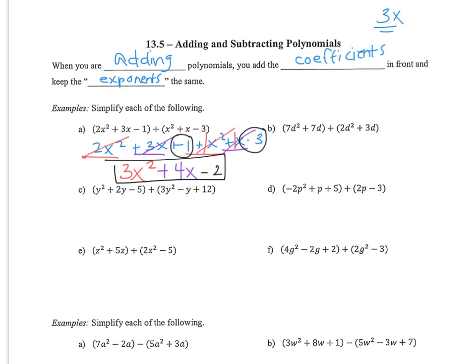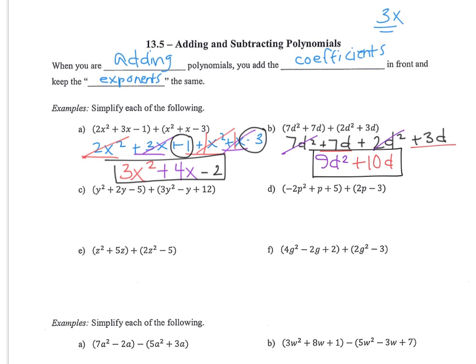So letter B, I write these without parentheses, so it's 7d squared plus 7d plus 2d squared plus 3d. So my d squareds, I'm going to add the coefficients. So 7 and 2 is 9d squared. Cancel, cancel. And then 7d and 3d is 10d. So here's my answer.